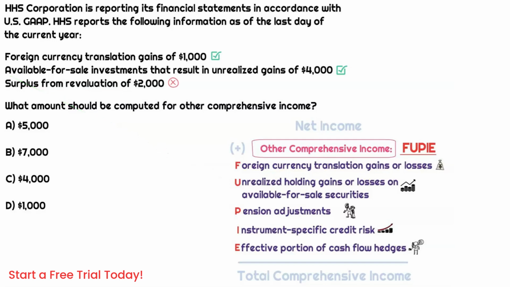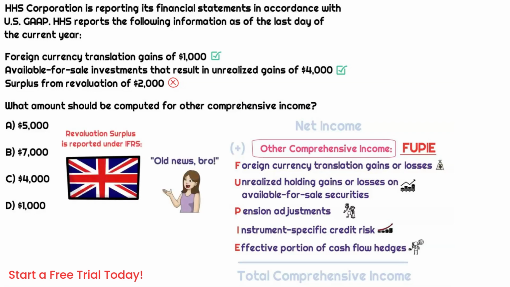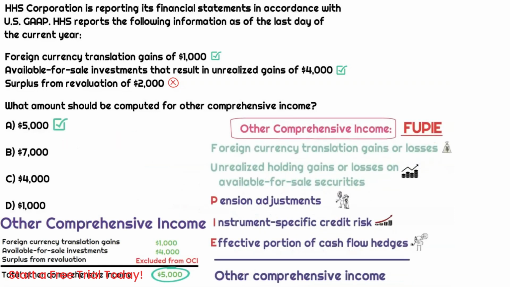The surplus from revaluation would not be included. Once again, this is under US GAAP. If for whatever strange reason they were asking for this under IFRS, then this would be included. All right, so remember, revaluation surplus is not going to be included under US GAAP. All right, so $5,000 would be the correct answer choice. The $1,000 from the foreign currency translation gains and the $4,000 from available for sale unrealized gains.